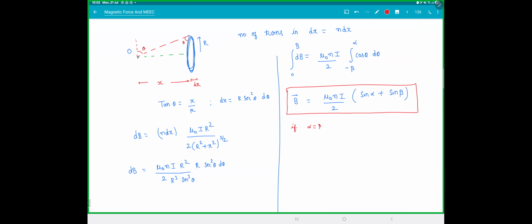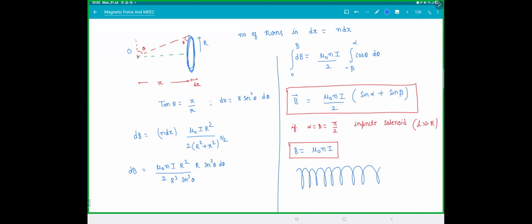If you take alpha equal to beta equal to 90, it becomes infinite solenoid. In real life, you won't get an infinite solenoid, but what it means is the length is much, much greater than the radius. If length is 2 meter and the radius is 2 centimeter, you can take it as an infinite solenoid. Then your field becomes B is equal to mu naught n I. And the best thing about this result, later on we will see in Ampere's law, it is not just at one place, it's constant everywhere. The entire solenoid will have a constant field. We will prove that in Ampere's law.